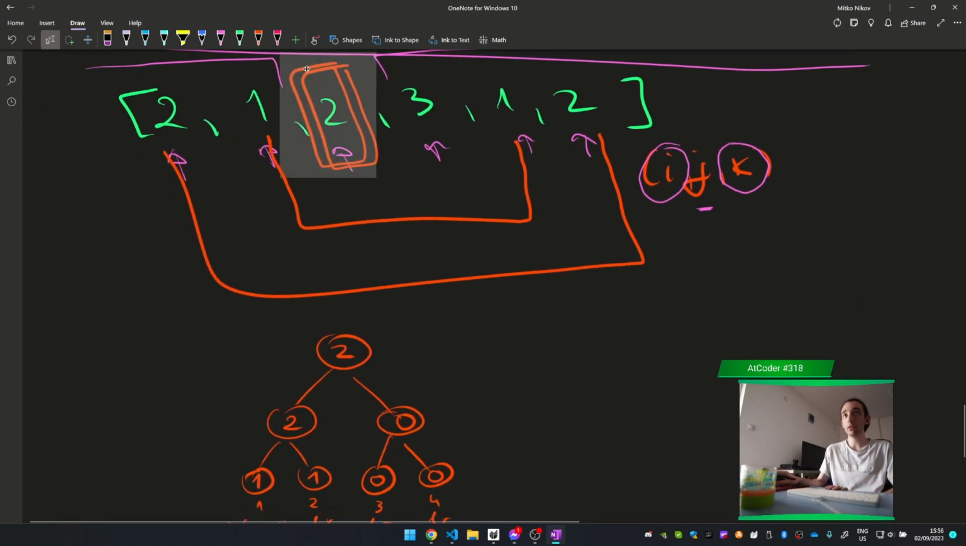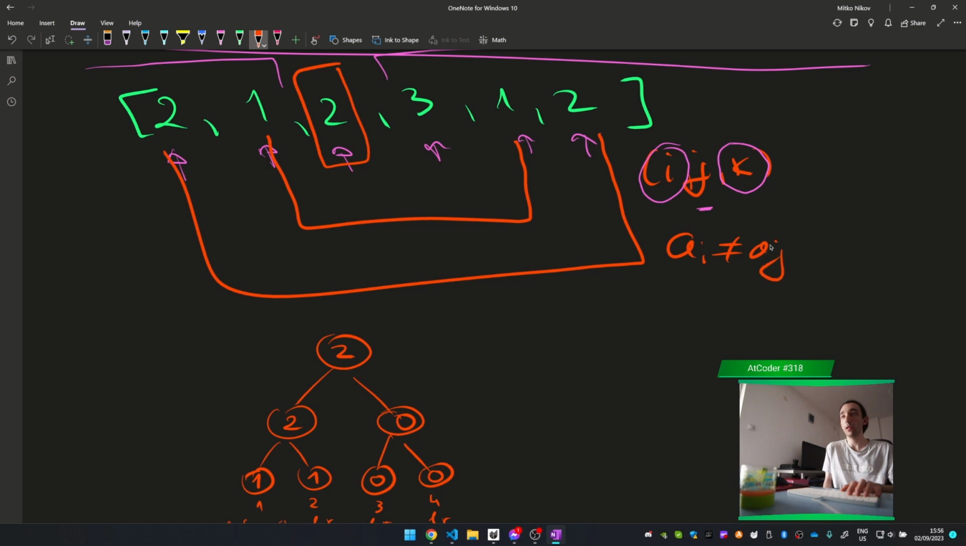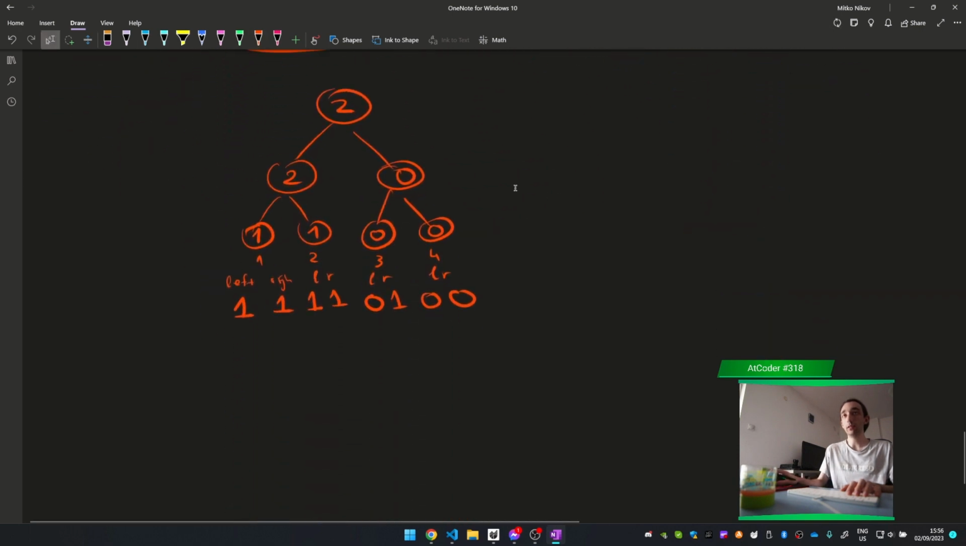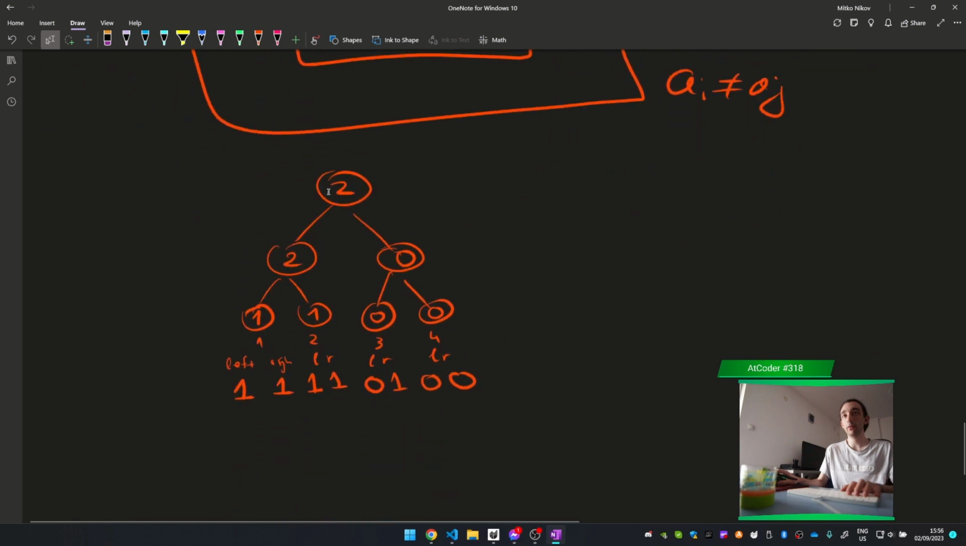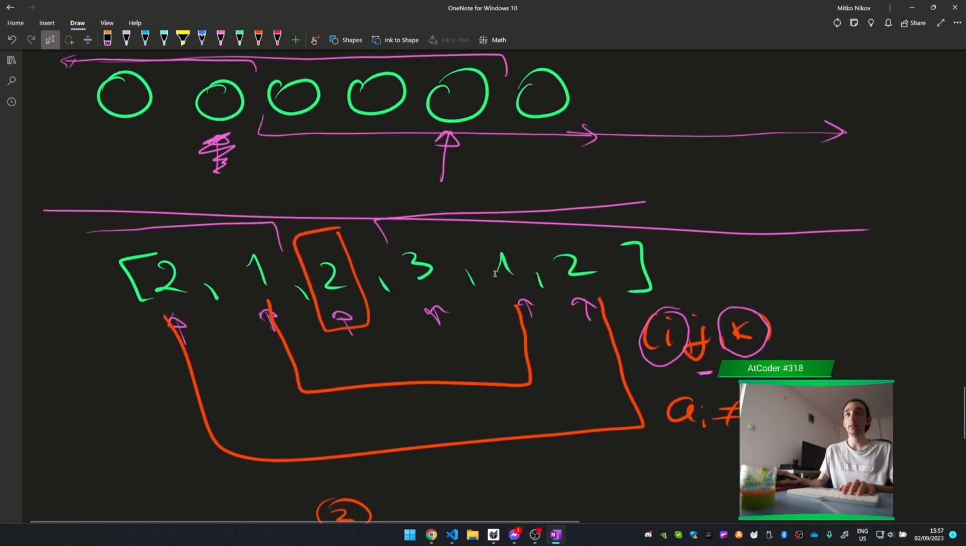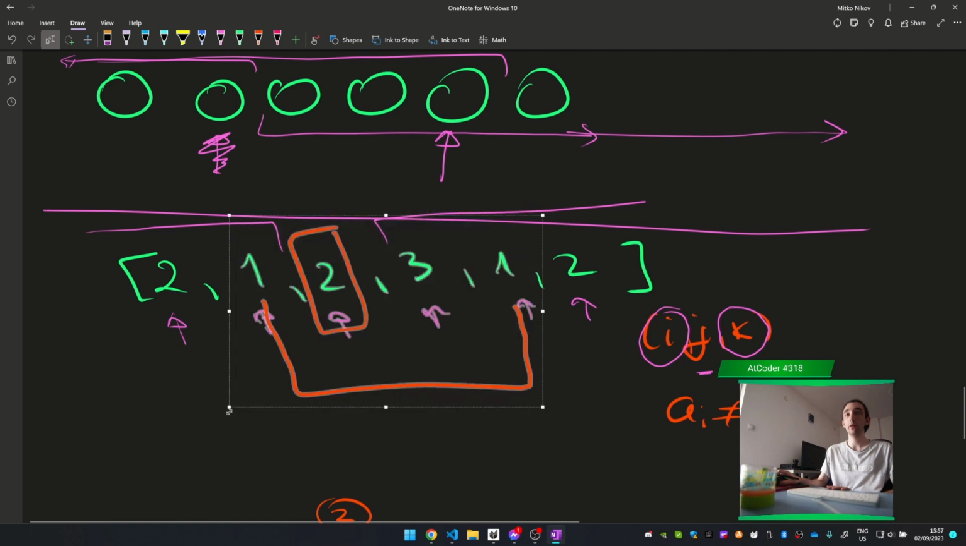But you have to notice that this is 2 as well, and AI and AJ cannot be equal, so AI is not equal to AJ. And this is what's very cool about the segment tree: you can query just this node here in the segment tree and say, okay, this node has on my left side 1, and on my right side 1, 2, so it's one value. And this value here I can subtract because I don't want to count this pair. And then here it's counted only one pair, which is one triple. 1, 2, 1.